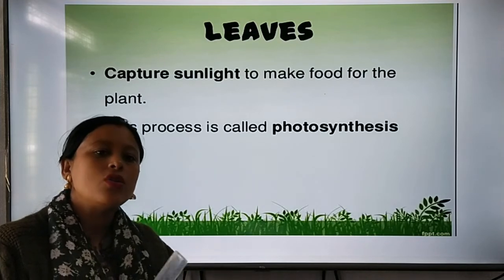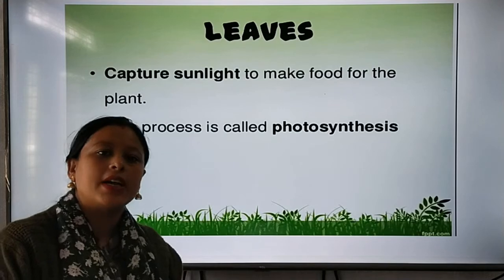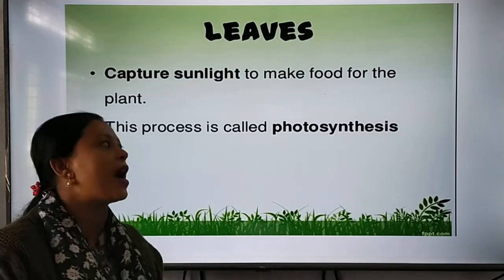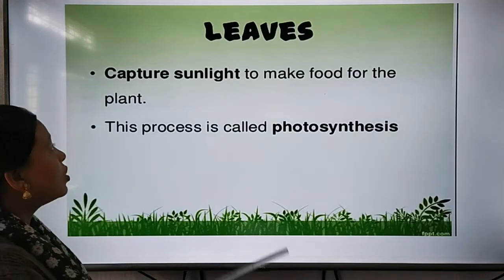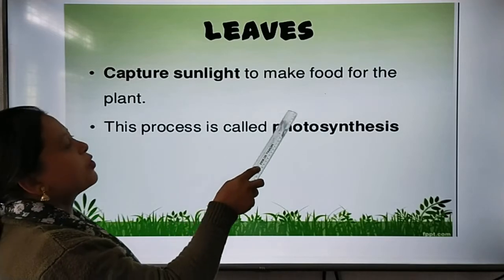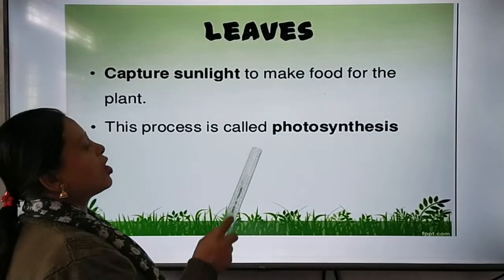So that means who makes the food for the plant? Leaves. Understood? Leaves make the food for the whole plant. Because leaves capture sunlight to make food for the whole plant. Okay, and this process is called photosynthesis.